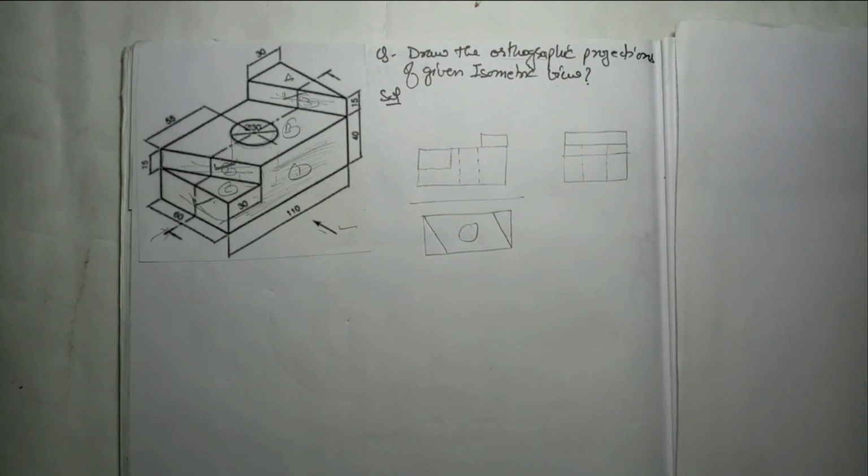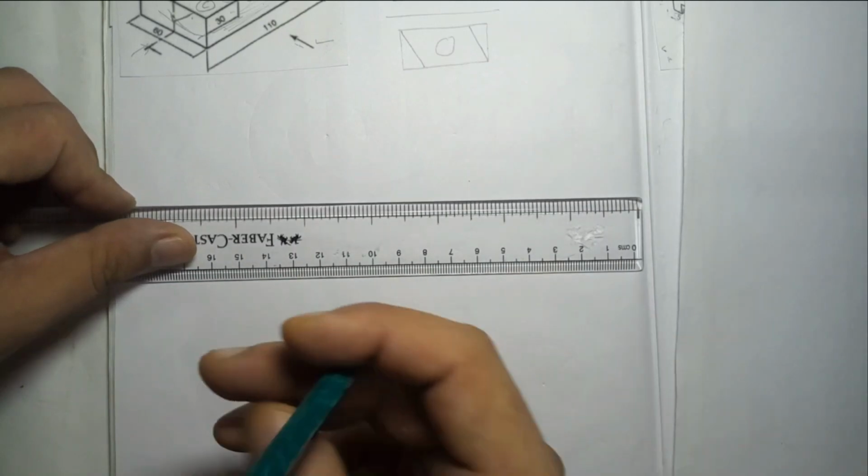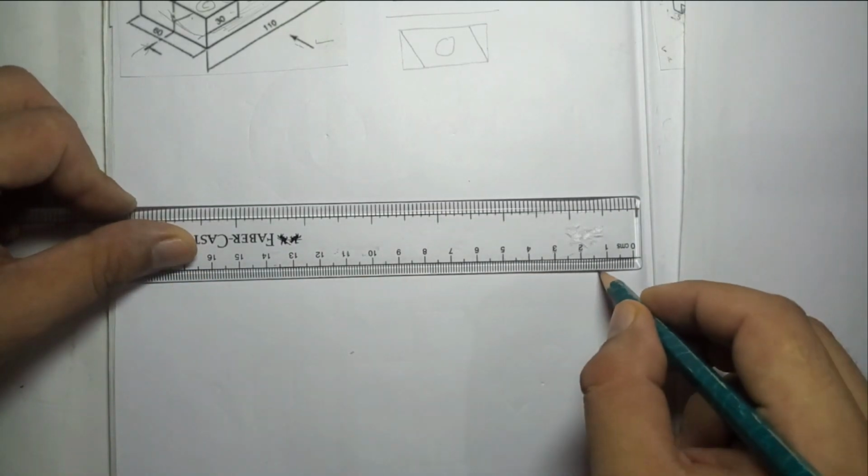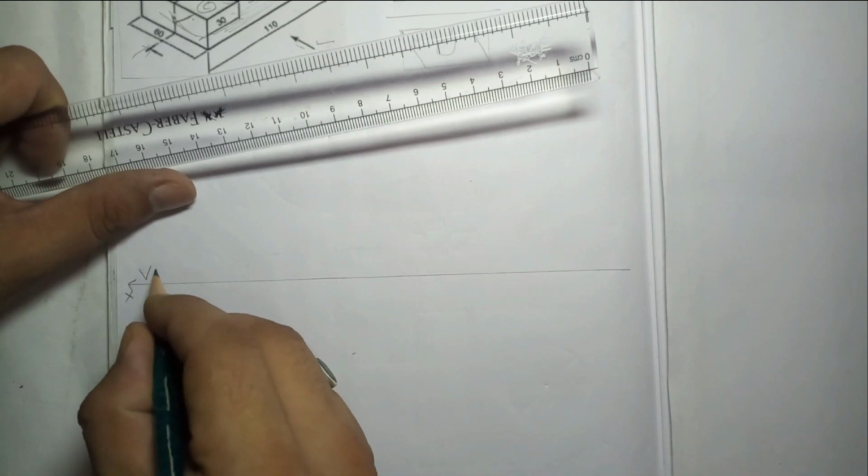Now we will see how to draw this, as we are solving it in the first quadrant. I have told you first of all what to do. We have to take the XY line, a very light line. You can take a long XY line so that your front view and top view can come.